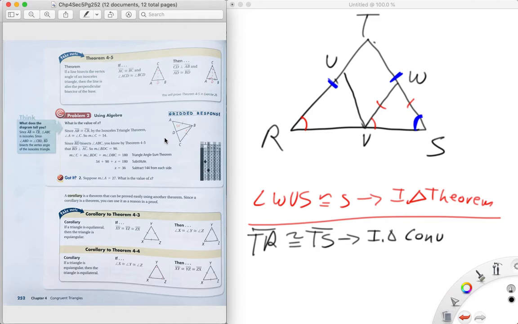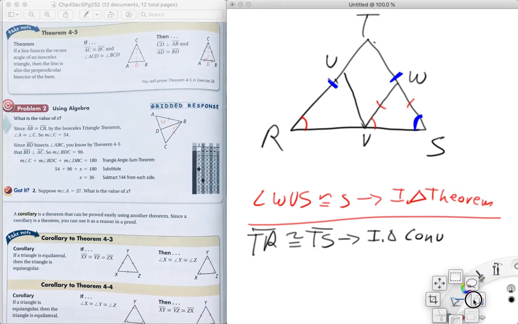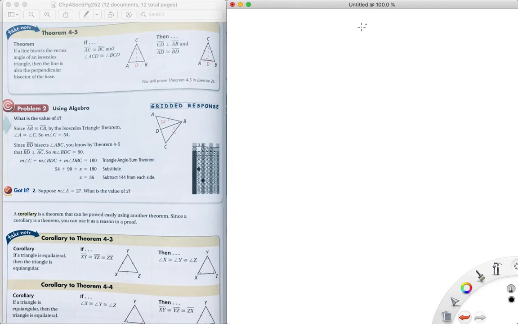Right. So then we have something called theorem 4.5. And what theorem 4.5 says is essentially an angle bisector theorem, actually. But they won't call it that. They should though.